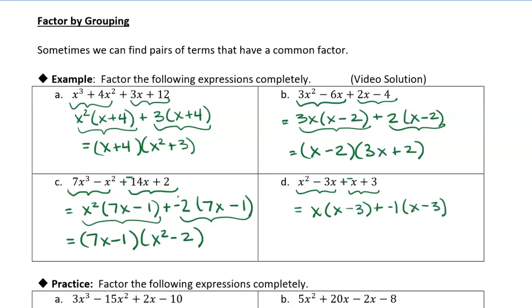And now I have two terms, right? This is a term and this is a term. They both have a common factor of x minus 3, so I'm going to factor that out. So x minus 3 times x plus a -1, or I can write it as x minus 1. All right, a little bit tricky. So practice that skill, and I'll meet you in the next video.